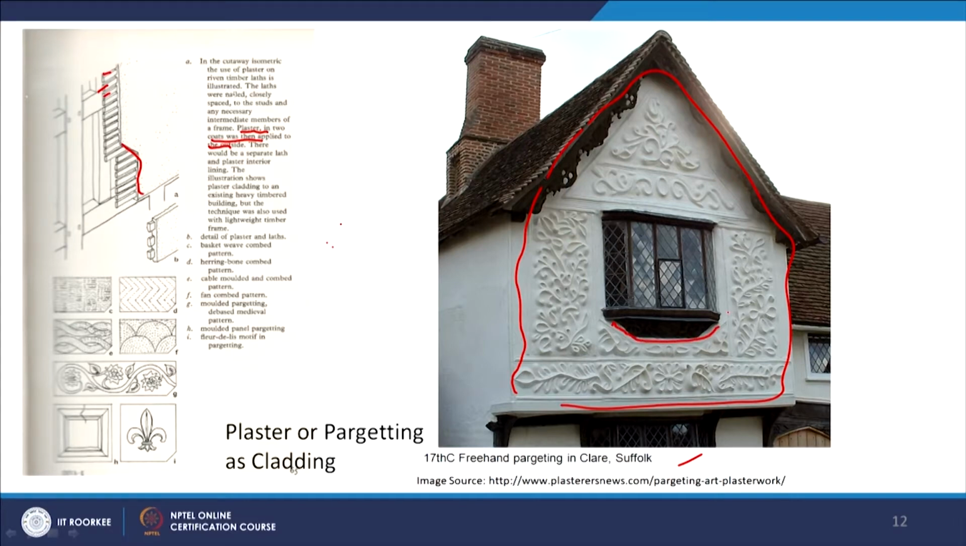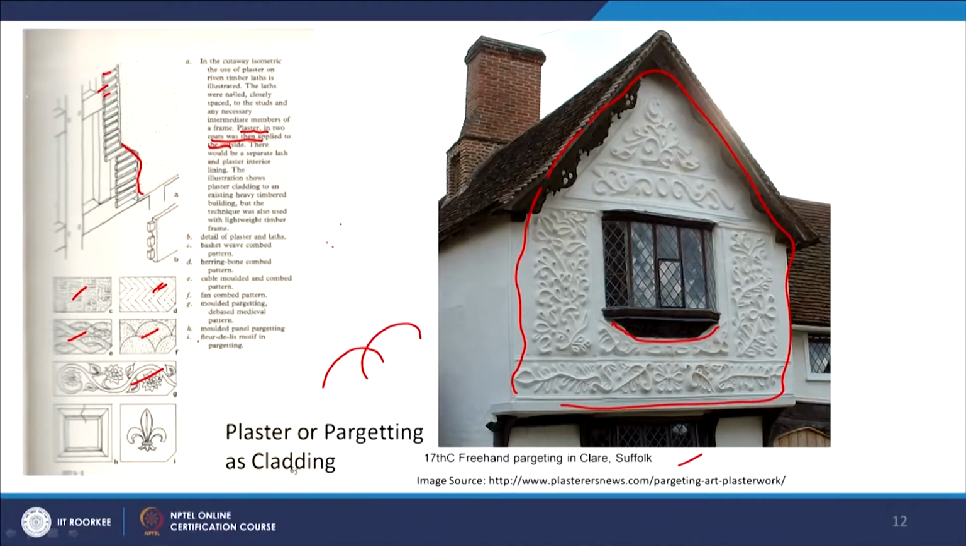At the same time one has to look at the operational aspect of these windows, and there are different patterns. One can look at the zigzag pattern, and there is a cable molded or combed pattern, and a fan combed pattern. You also have molded pargetting with debased medieval patterns, which are from medieval times, as well as the molded panel pargetting.